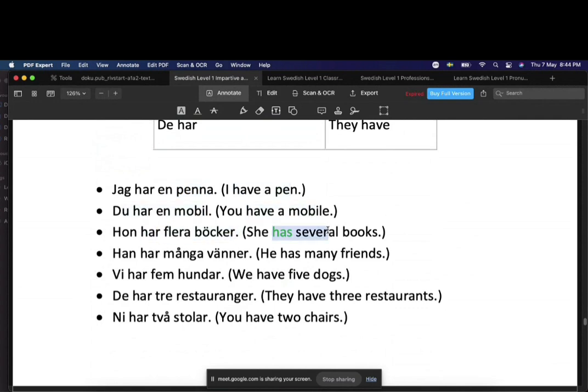Hon har flera böcker. She has several books. Han har många vänner. He has many friends. Vi har 5 hundar. We have 5 dogs. De har 3 restauranger. They have 3 restaurants. Ni har 2 stolar. You have 2 chairs. Then it has.